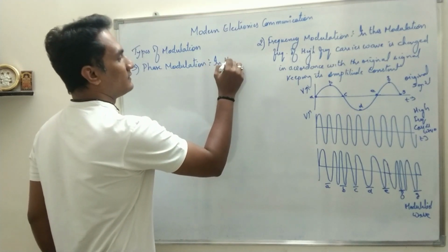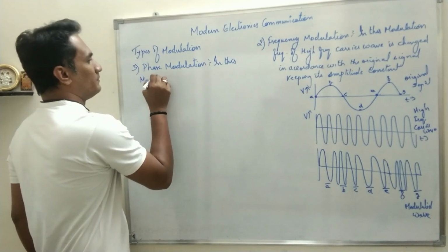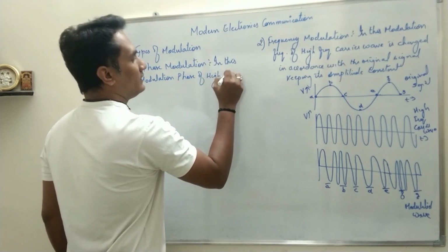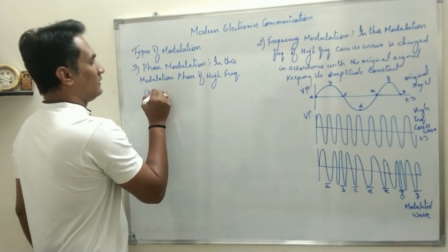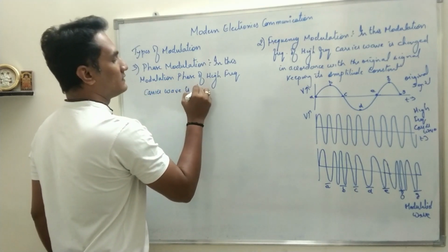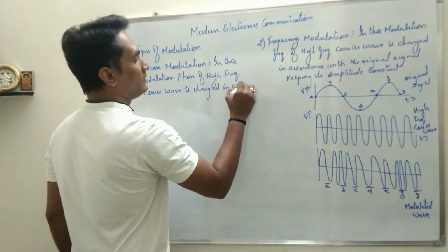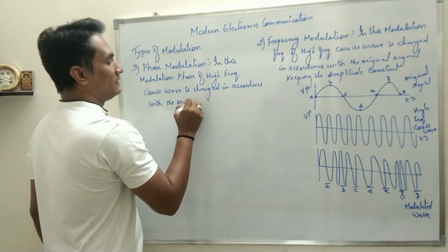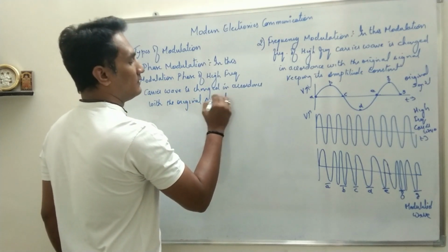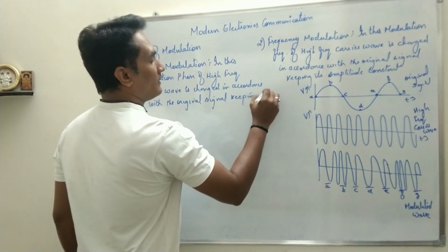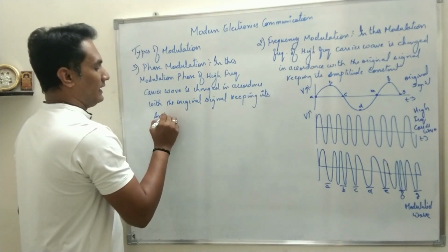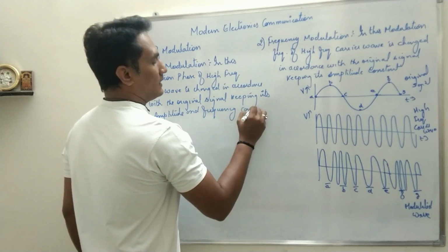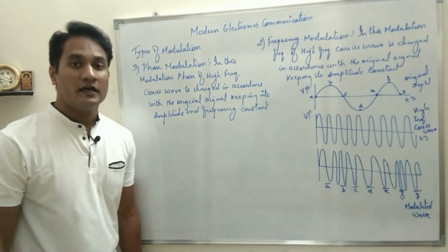In this modulation, the phase of the high frequency carrier wave is changed in accordance with the original signal, keeping its amplitude and frequency constant. Okay, so this is the basic definition for phase modulation.